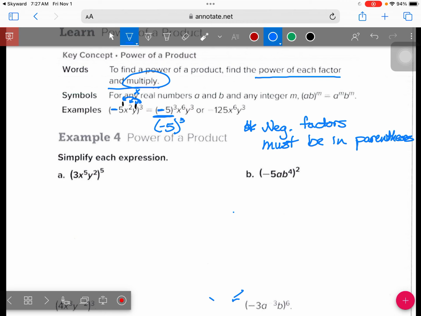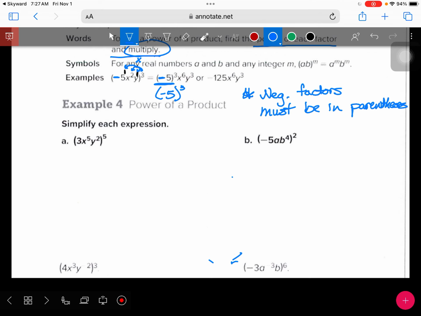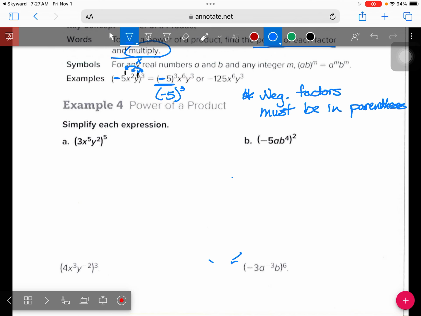Because here's what you're going to do when you put it in your calculator. If you don't put it in parentheses, it's going to say negative 5 to the third power. If you remember your order of operations, we do parentheses first. Well, there's no parentheses here. Then we do exponents. So your calculator is going to say 5 to the third power.